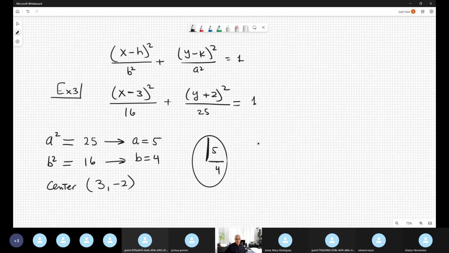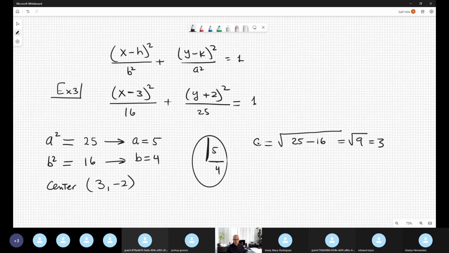It's the opposite sign. So the sign that you see in the equation is completely opposite when you are graphing. Okay. Now, the only thing I need to know is to find c. C, which is the focal distance, is the square root of 25 minus 16. Okay, it is a squared minus b squared. Radical 9, which is 3.